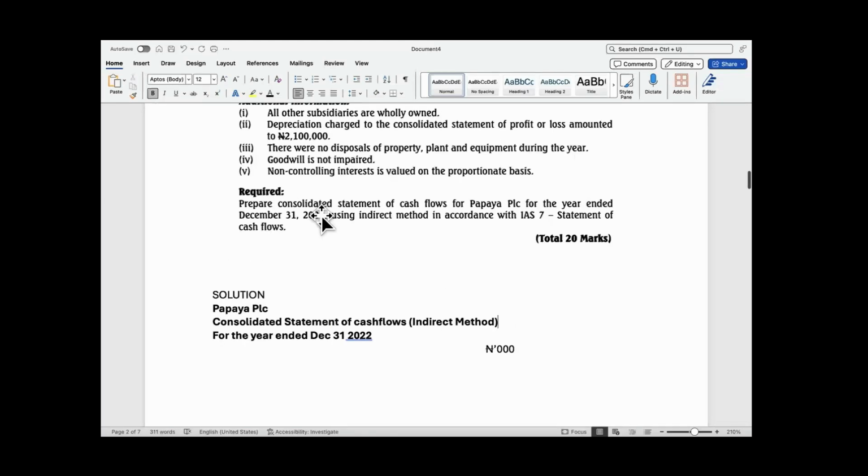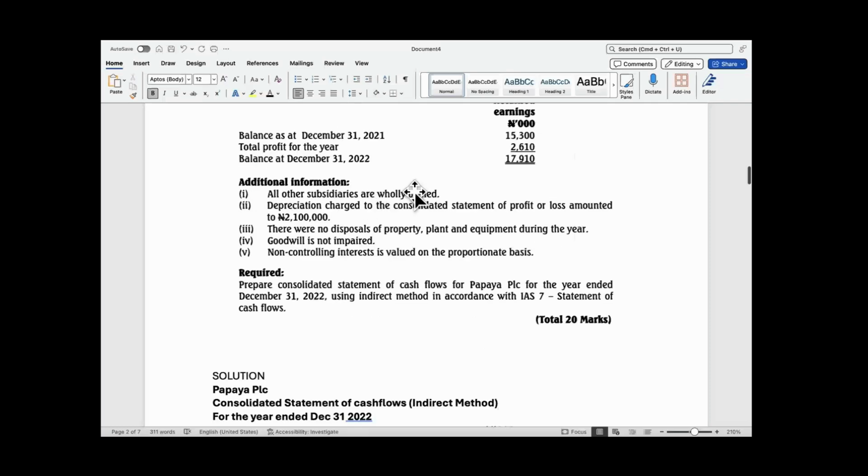In the additional information, they said we own the subsidiaries, wholly owned. I was given the depreciation charge. Good. They said there was no disposal. That means there can be additions, so I'll probably have to look for that. They said goodwill is not impaired. Okay, good, because I know I won't make that assumption when I have a goodwill and NCI is valued at proportionate basis. So not at fair value basis, it's on proportionate basis.